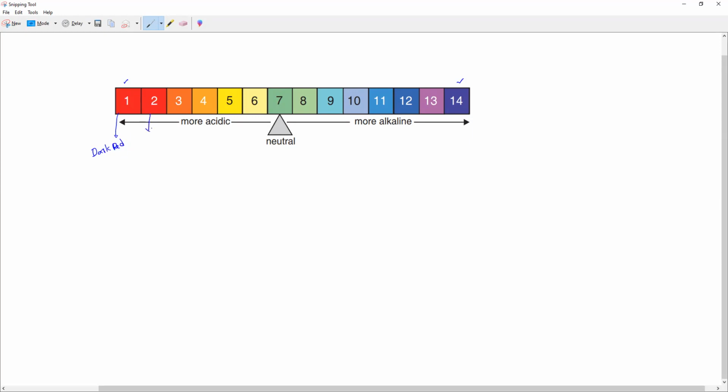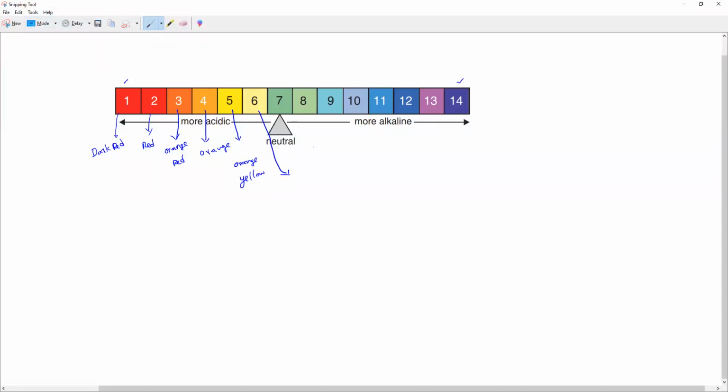Dark red. Second one is red. Third one is orange red. Learn the colors. You should know the colors. Without color, you cannot answer. Fourth one is orange. Fifth one is orange yellow. They will ask you in exam colors only. Based upon the color, you should find what the substance is, understanding either strong or weak.